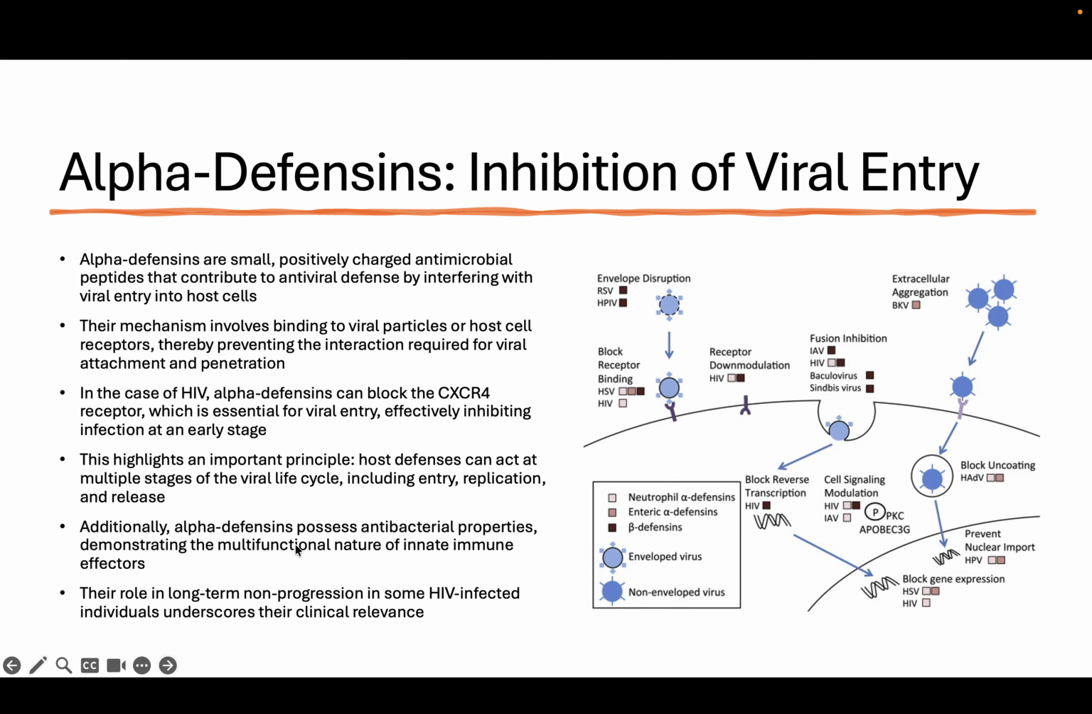We also see that alpha defensins have antimicrobial properties. So it's just to show that they're not just directed towards viruses.